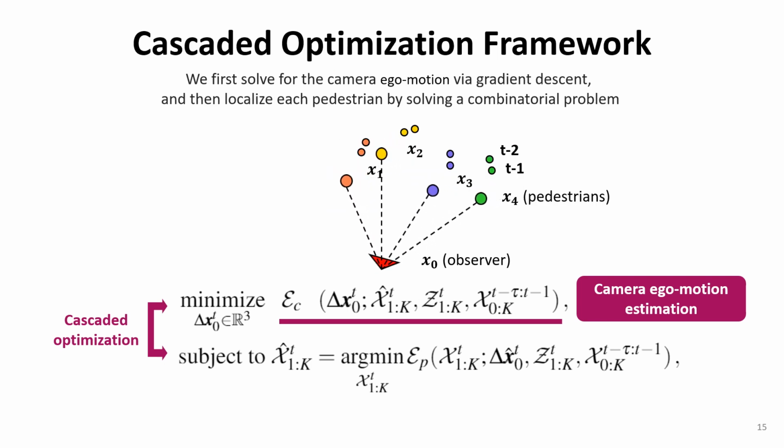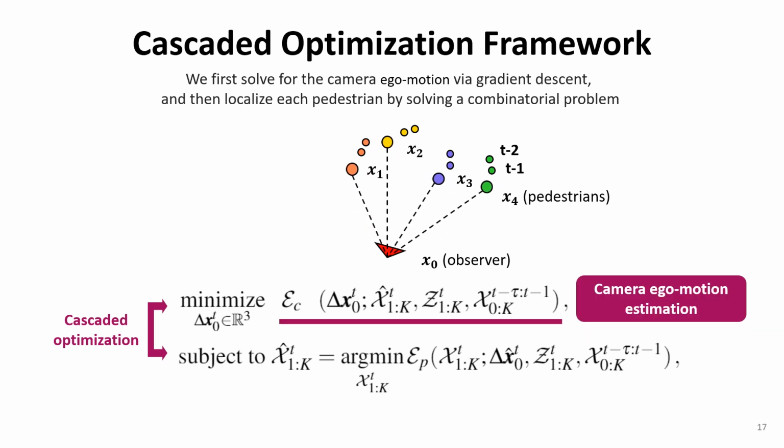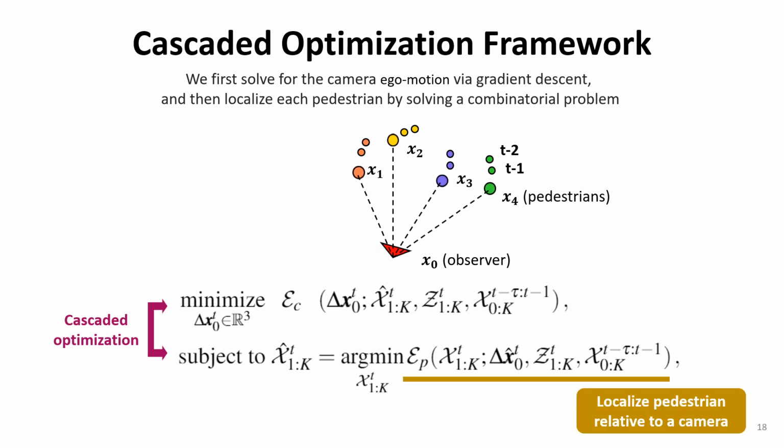We first solve for the camera ego motion with gradient descent, and then localize each pedestrian by solving a combinatorial problem with constraints that encode proximal pedestrian interactions. So view birdification can be solved by first estimating the ego motion and then recovering the relative locations between the camera and the pedestrians.